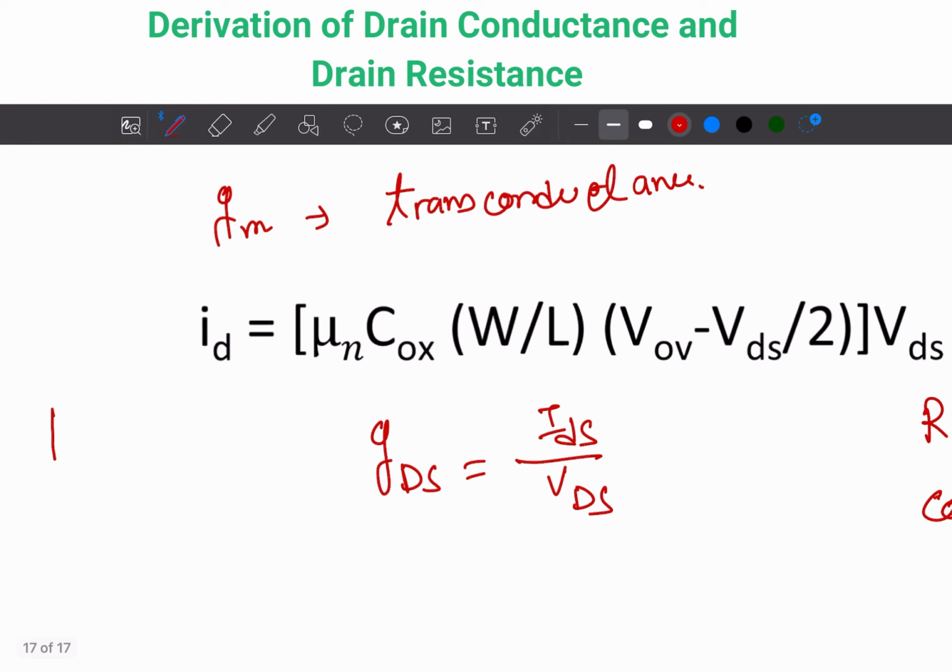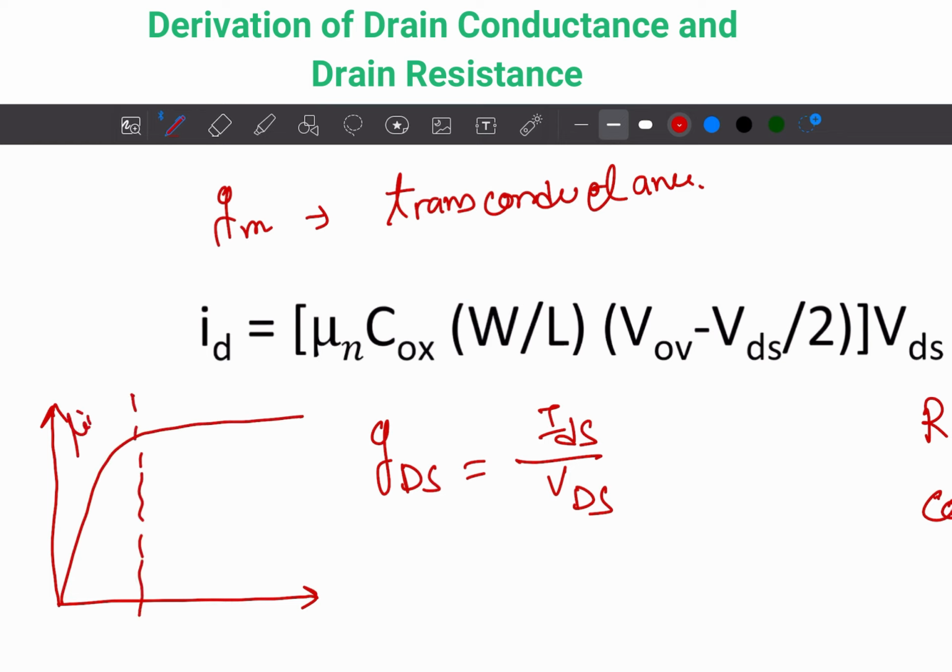Okay, in the output characteristics we have two regions, right? This is the linear region and this is the saturation region. So we need to calculate IDS by VDS, since we are calculating the drain conductance. This will be in the linear region, that means this part. This side is VDS and this side is ID, right? So we need to calculate the drain conductance when VGS is constant. That means we need to calculate this slope.